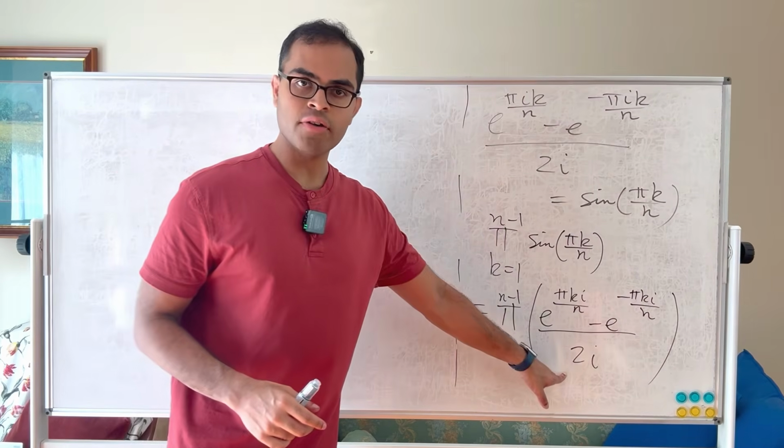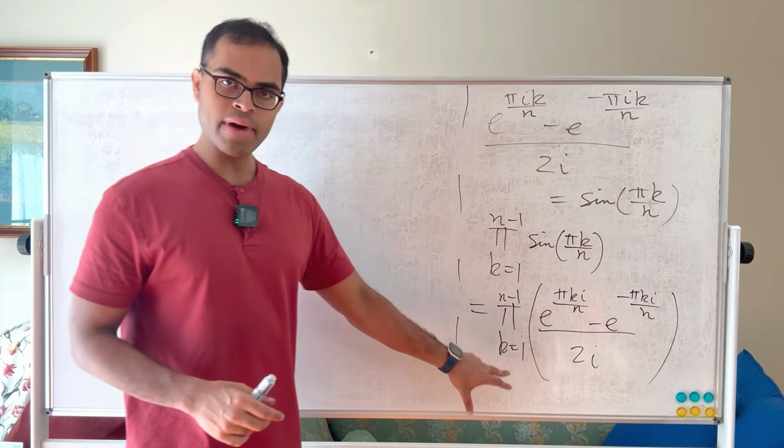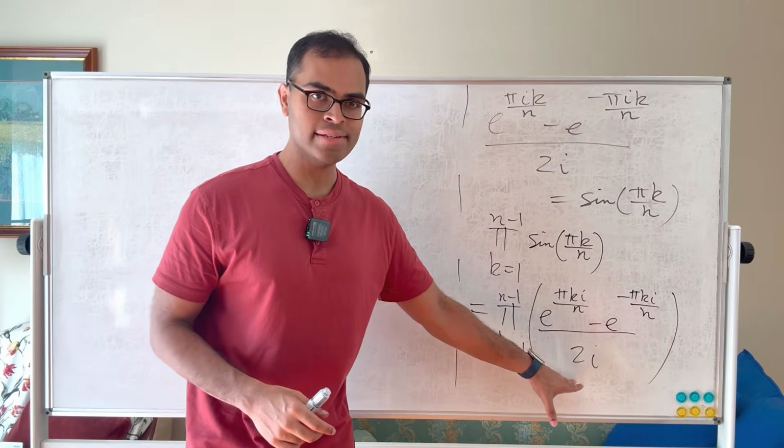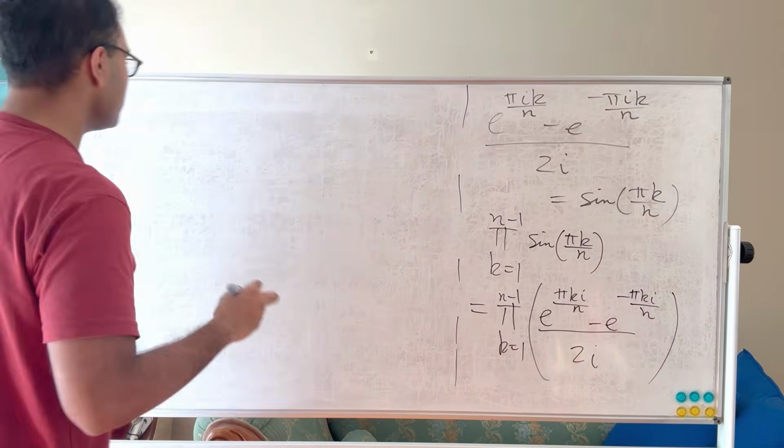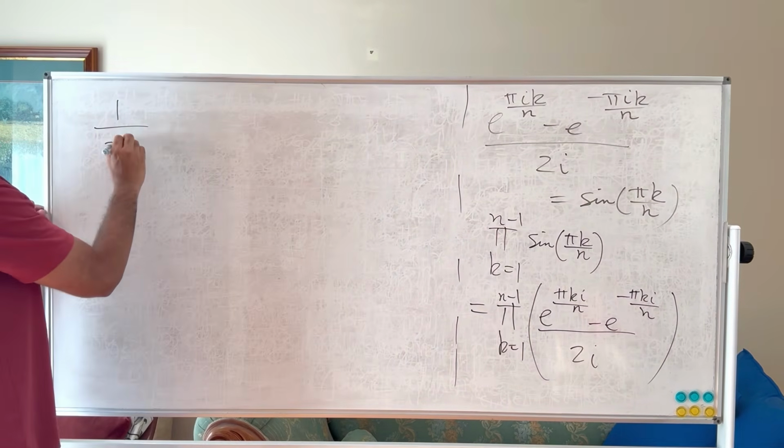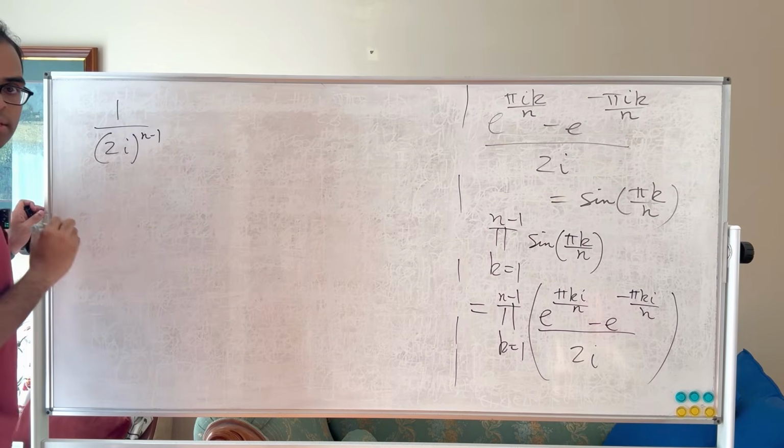So we're going to factor out, we're going to take out that 2i. There are n minus 1 terms in the product. Each one has a 2i in the denominator. What's going to happen when you take it out? You're going to get 1 over 2i to the power n minus 1. It's as simple as that.